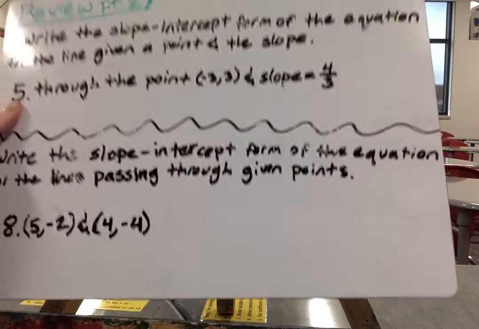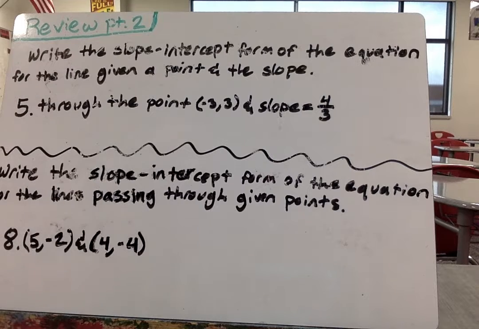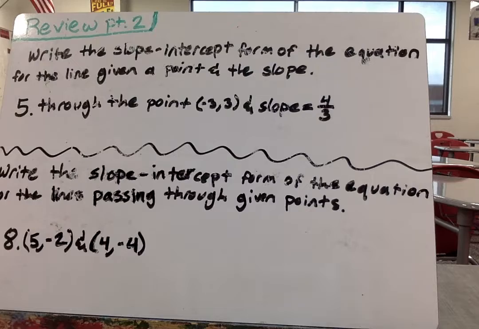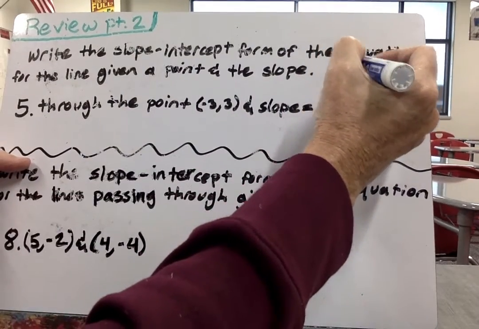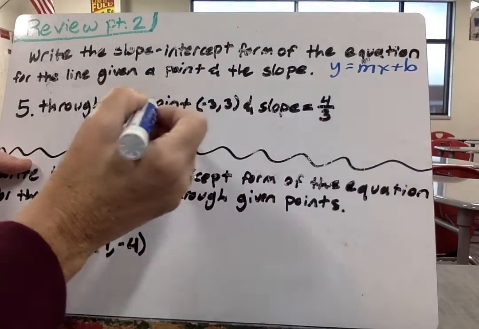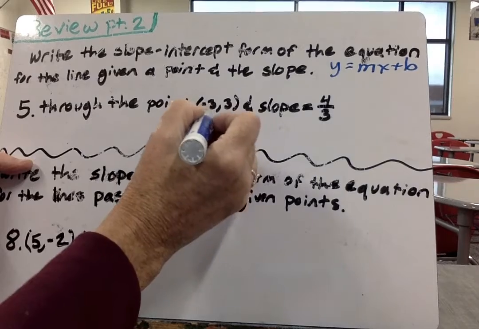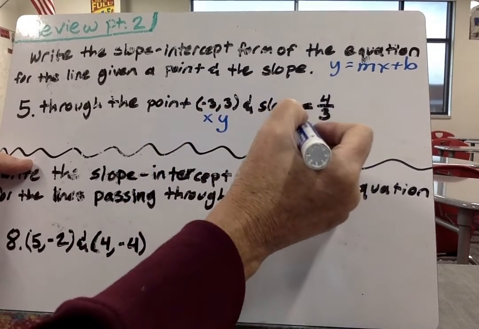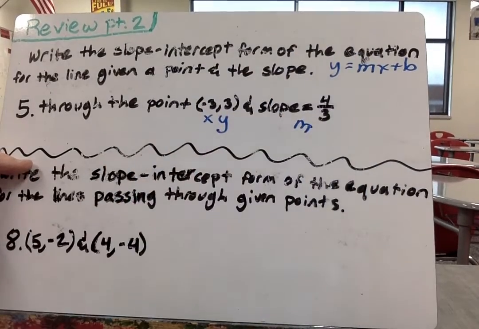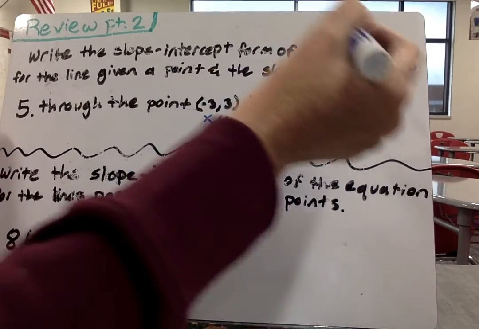Write the slope-intercept form of the equation for the line given a point and the slope. So here on number 5, it's through the point negative 3, 3, and the slope is 4/3. So I know that y equals mx plus b. You should have that memorized by now, knowing what m and b are. So we're going to use a point. This is our x, and this is our y, and this is our m. So we're going to use this information that we have to solve for b, and then we can finish writing our equation for the line.